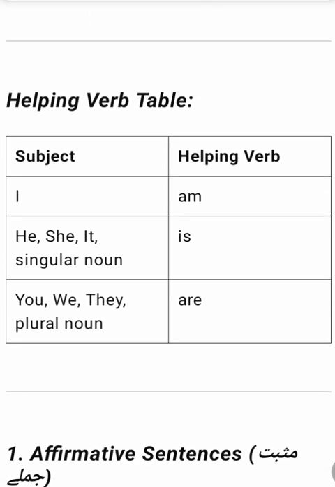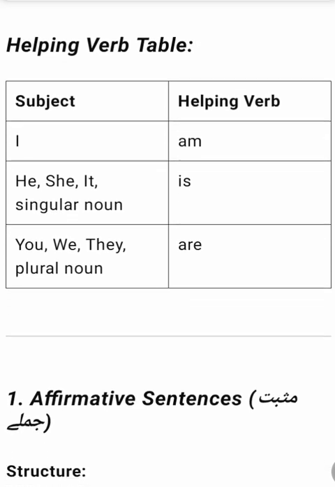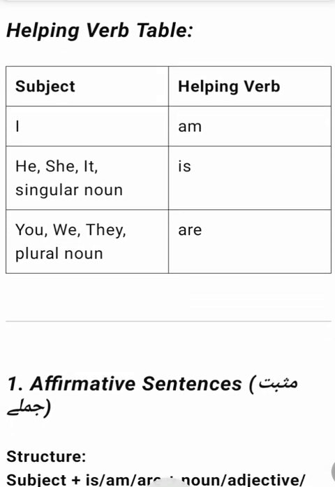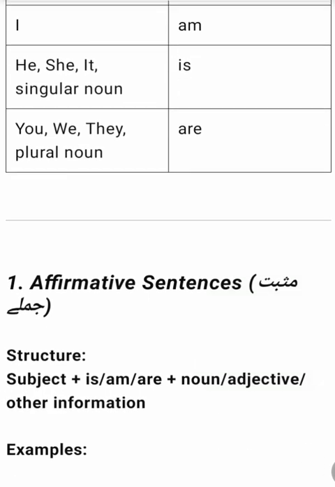Helping verb table. Subject, helping verb. I am. He, she, it, singular noun is. You, we, they, plural noun are.